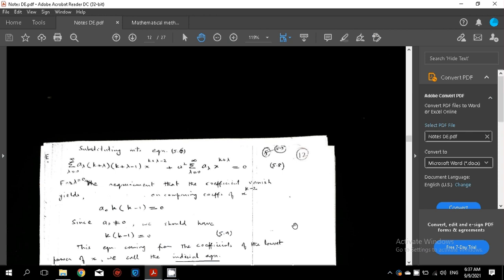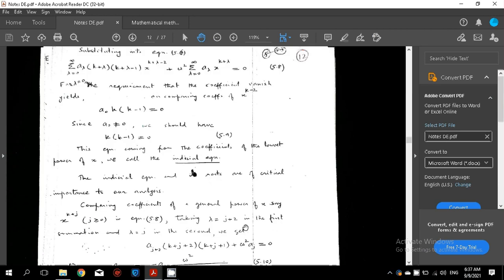So this equation, coming from the coefficients of the lowest power of x, we will call the indicial equation. So that was the second step. In the third step, we will find what is known as the recurrence relation.